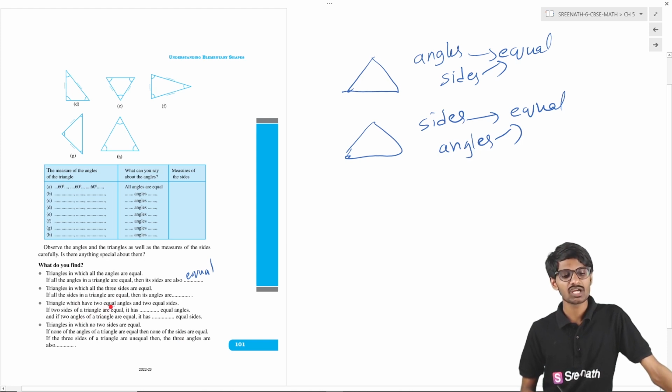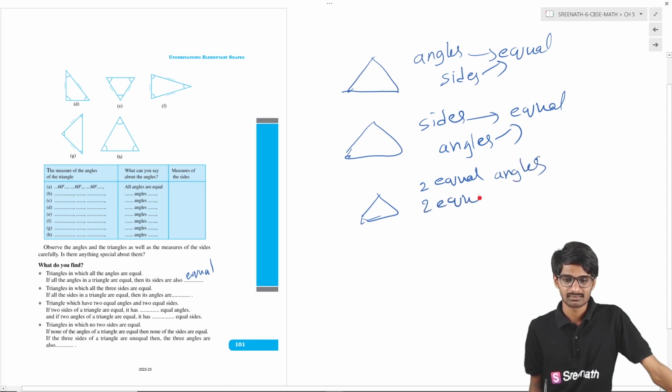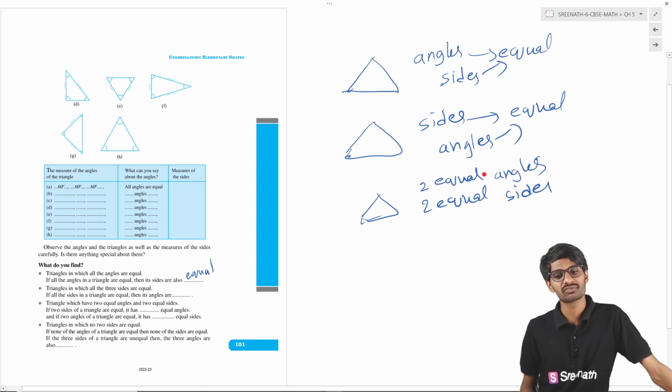So in triangles which have two equal angles and two equal sides, what happens? If two sides of a triangle are equal, it has two equal angles. At the same time, if two equal angles are there, then it has two equal sides, friends.